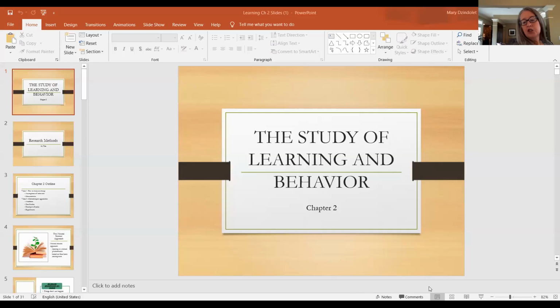I have yet to see a Psychology of Learning textbook that doesn't cover research methods. If not the first chapter, then the second chapter. It's fundamental, foundational to going forward in the course. So without further ado, I'm going to share my screen and let's look at the PowerPoint slides for this chapter.